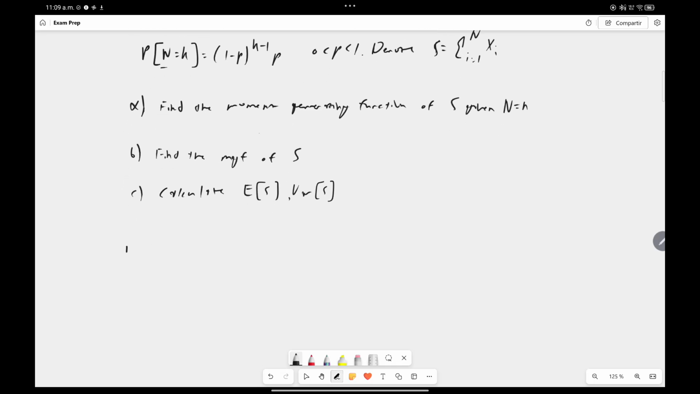Right, so this is relatively simple. So for part A, we want to start off, as we typically do in mathematics, with the definition. So what is the definition of the moment generating function of S given N? Now, a moment generating function is a function of this t variable, and it is the expectation of e to the power of tS.